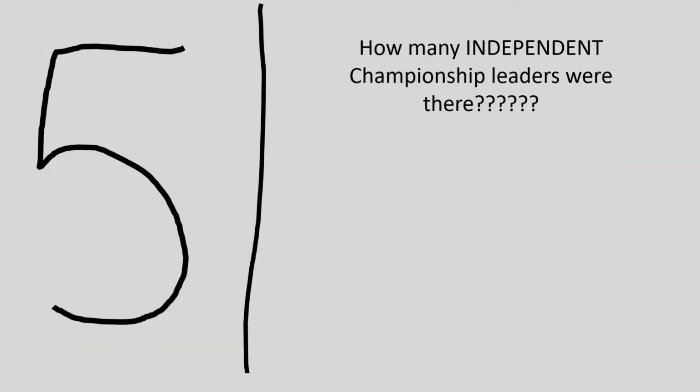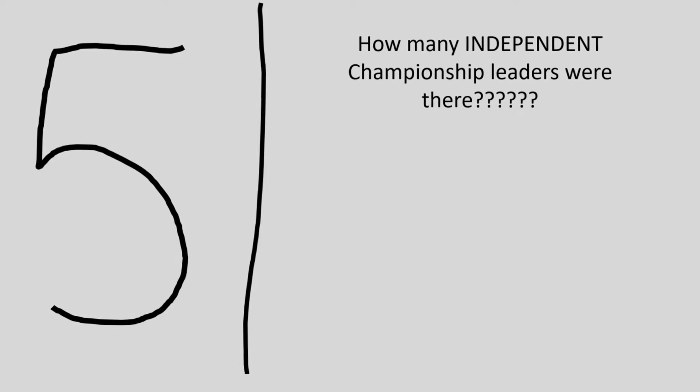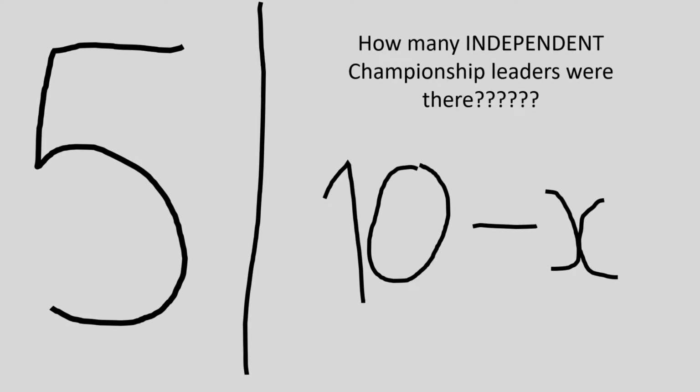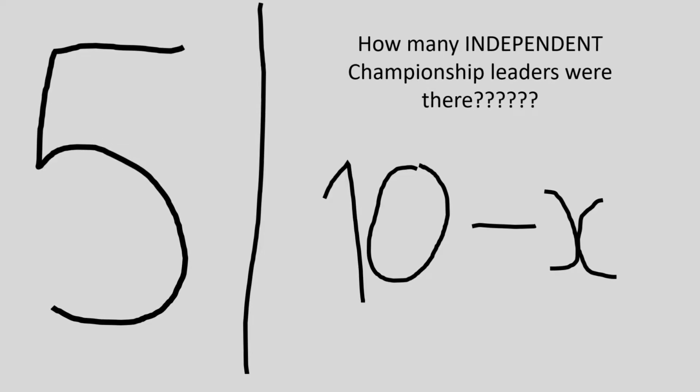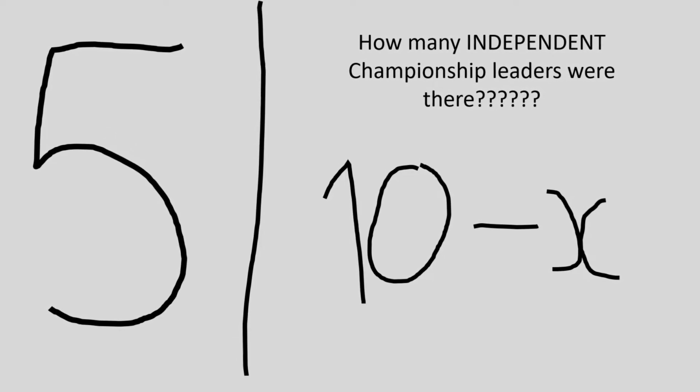And if I just send this away real quick and we work out how exactly this is calculated, it is done by doing 10 minus the number of independent championship leaders there were. And again, the lower your score, the better, the higher your score, the worse off you are.